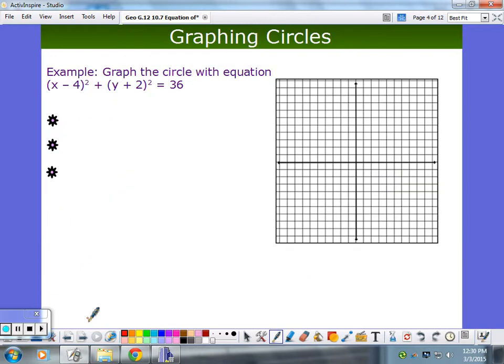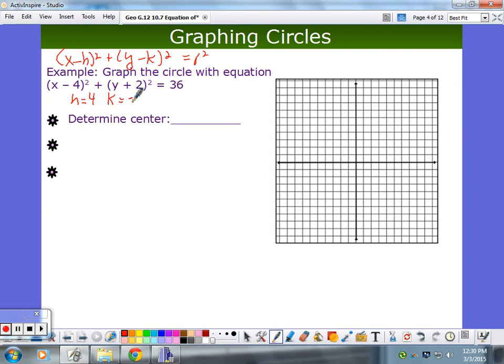All right, how do you graph this? I've got this equation, (x - 4)² + (y + 2)² = 36. So first things first, what is the center of this circle? We'll put this guy up so we know what we're looking at. What's h? And what's k?